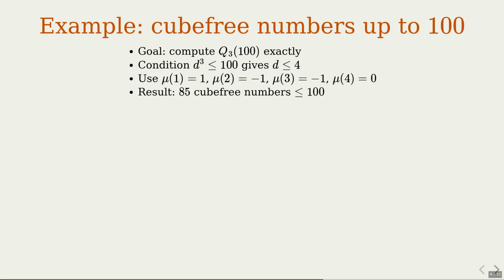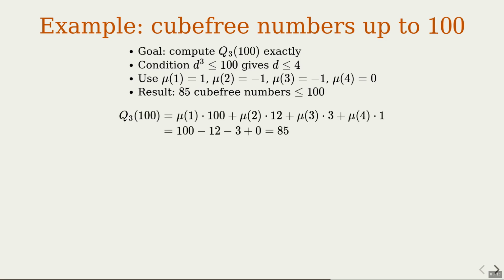So we expect 85 out of the first 100 integers to be cube-free, which lines up with the density of about 83%. Here we count multiples of 1, 8, 27, and 64 up to 100, weight them by the Möbius values, and arrive at 85 cube-free integers. If you list out the multiples of 8, 27, and 64 and remove overlaps, you will find there are exactly 15 non-cube-free numbers up to 100.